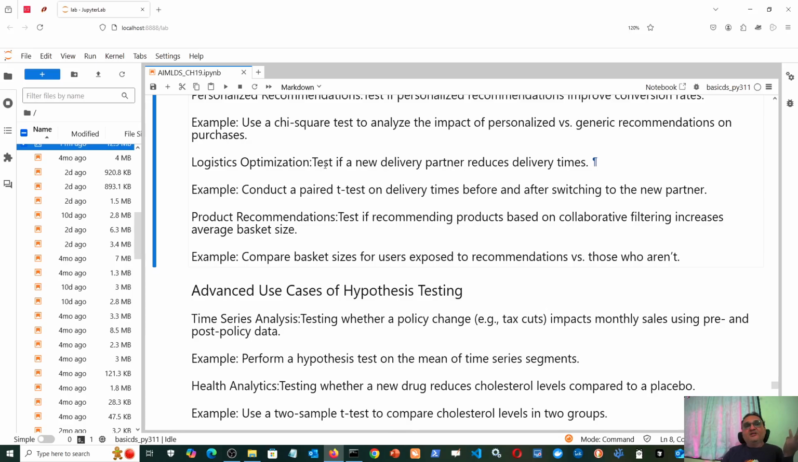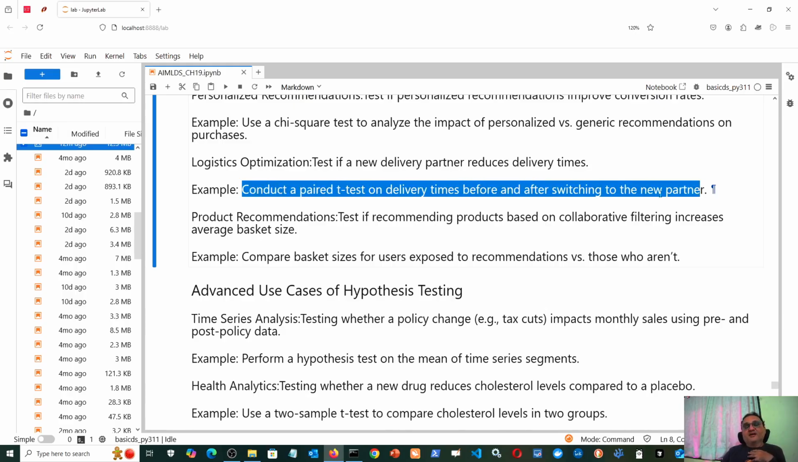So again, you will design a hypothesis test. Null hypothesis will say that the delivery times with old partner and new partner are the same. Alternative will say that with the new partner the delivery time reduces by maybe say half a day per customer. Now that is a big saving in the delivery time, right?